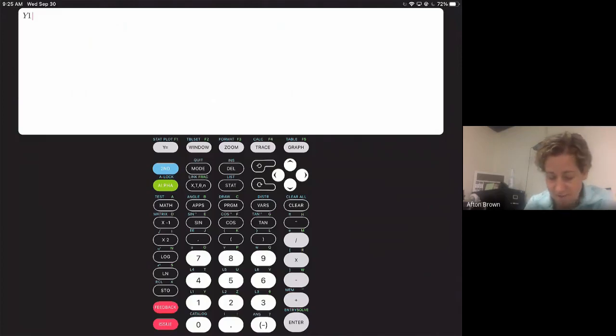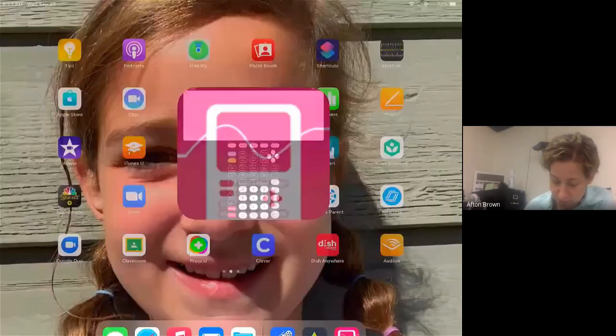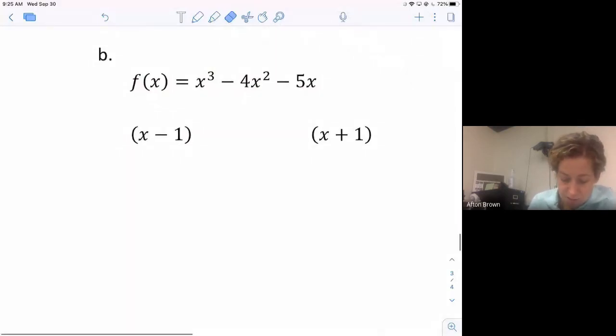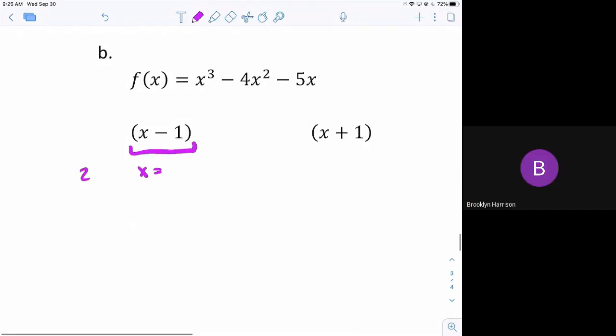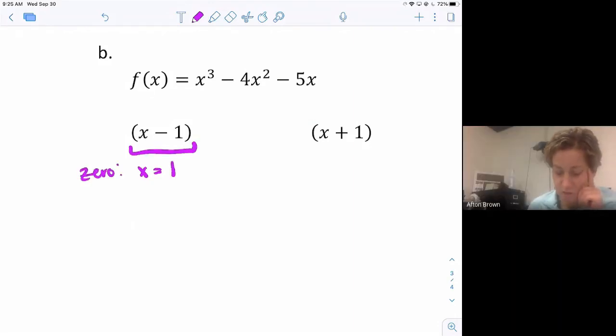I guess I forgot to identify what number. So let's go back and see what number we're plugging in. On this first one, what x value makes this equal to 0? So x minus 1, what number makes that 0? X equals what? 1. 1, perfect. So our rule is we change the sign.